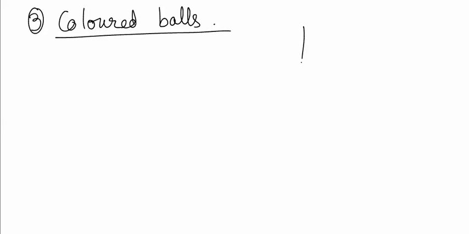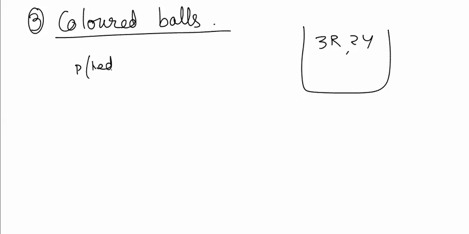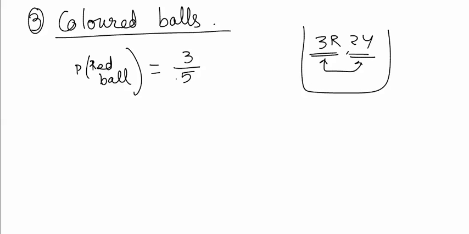Let's say there's a box which contains 3 red and 2 yellow balls, right? Now let's say the question is asked: if a single ball is drawn at random, what is the probability of getting a red ball? I repeat, if a single ball is drawn at random from this box, what is the probability of getting a red ball? I know the definition of probability: it is the number of favorable cases upon the total number of cases. So favorable cases I have is 3, the 3 red balls, and total is 3 plus 2, that is 5. So the probability of getting a red ball is 3 by 5.